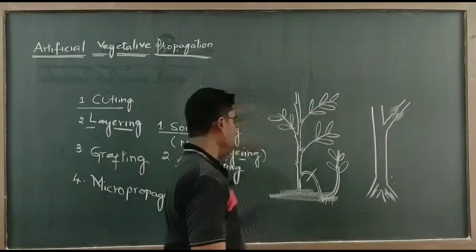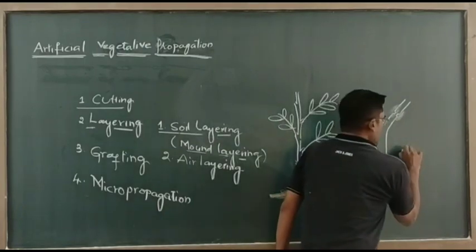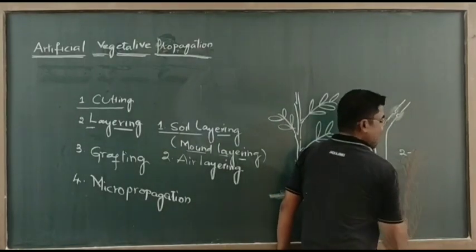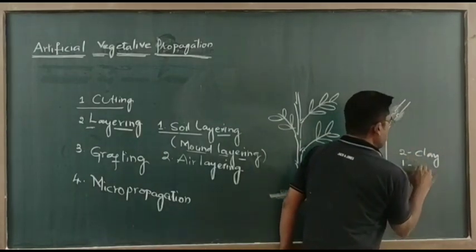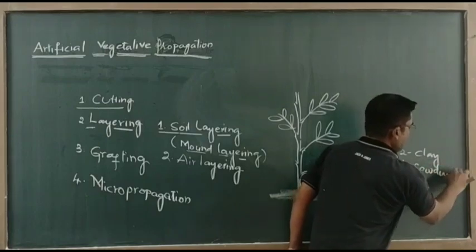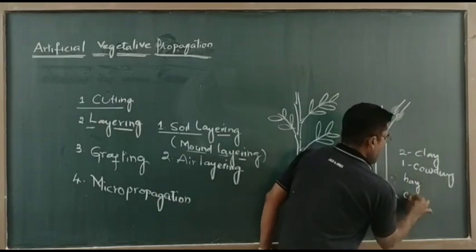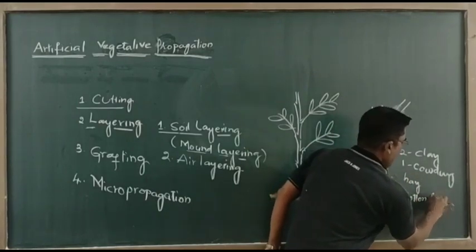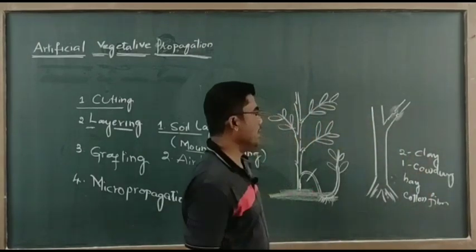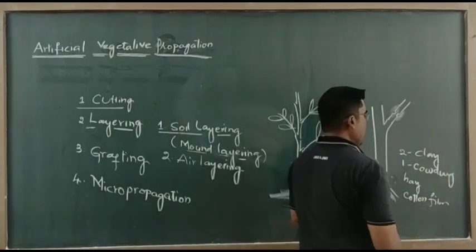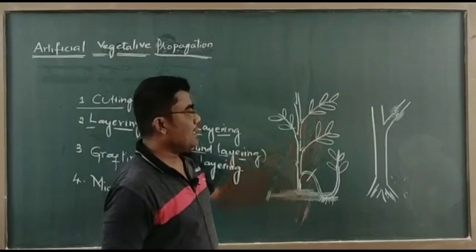What is this grafting clay? See here, grafting clay is prepared using two parts of clay, one part of cow dung, and some quantity of hay and cotton fibers are mixed. Some quantity of water is added to maintain the moisture. This total mixture becomes grafting clay.